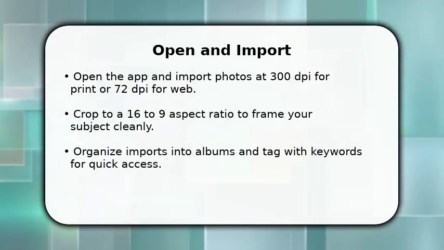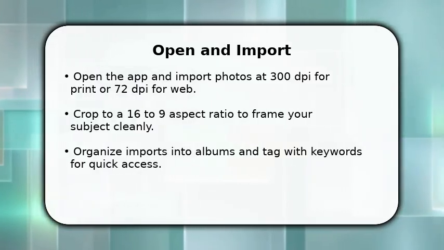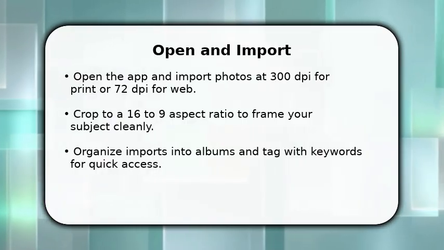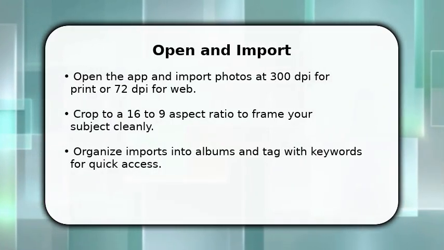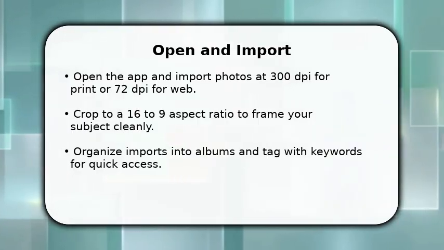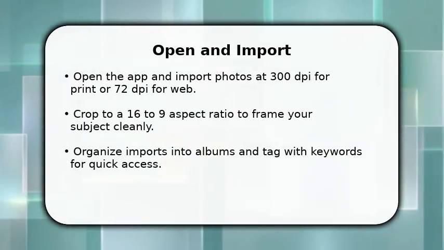Open the app and import photos at 300 dpi for print or 72 dpi for web. Choose multiple images by tapping thumbnails and using the Select tool to batch import. Create an album and name it clearly to organize your shoot. Tag images with keywords like portrait or product to speed searching later.